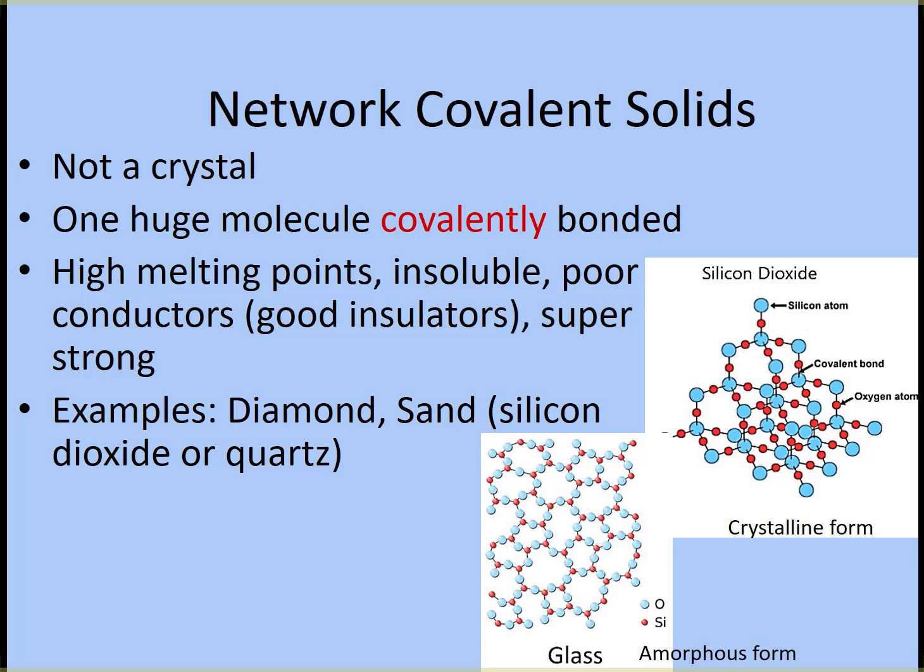It's also known as quartz. That's more the crystalline form. You can melt down sand and make glass. That would be an amorphous form. The crystalline form would be the form that we would call a network covalent solid.